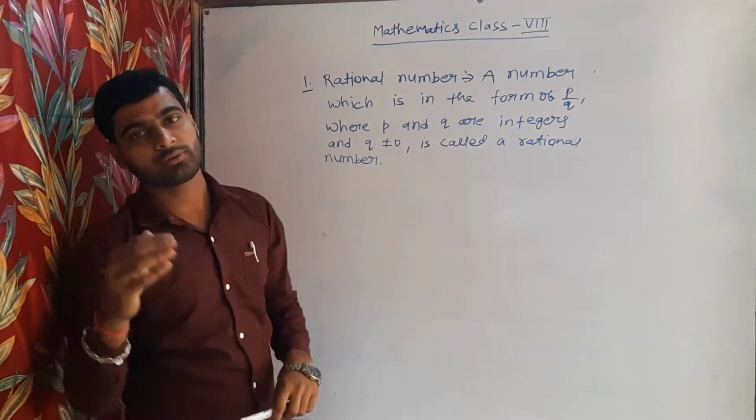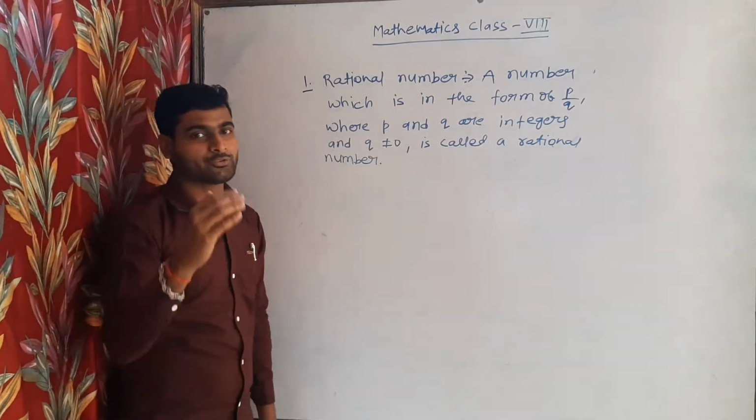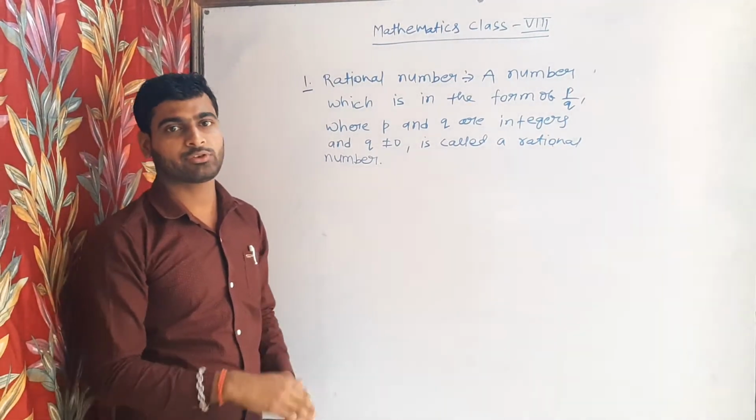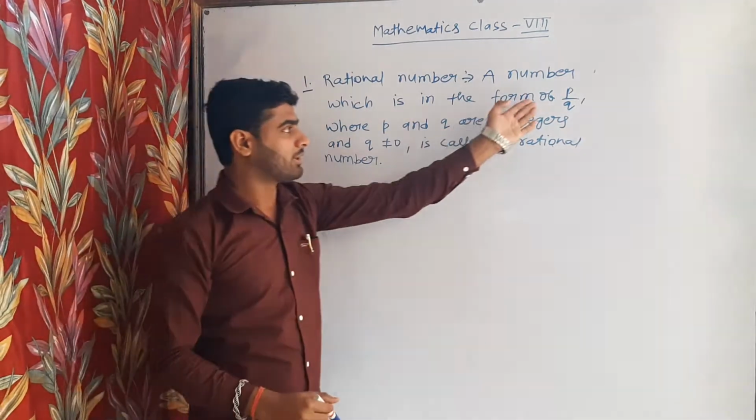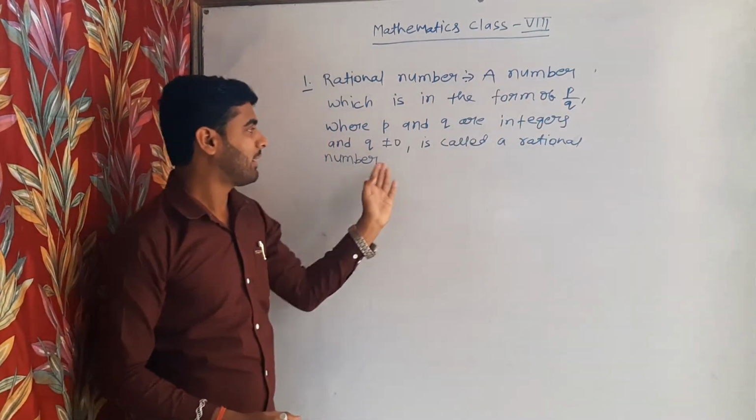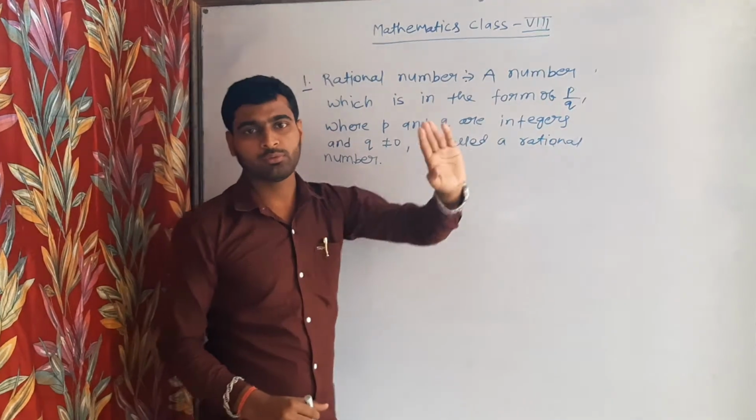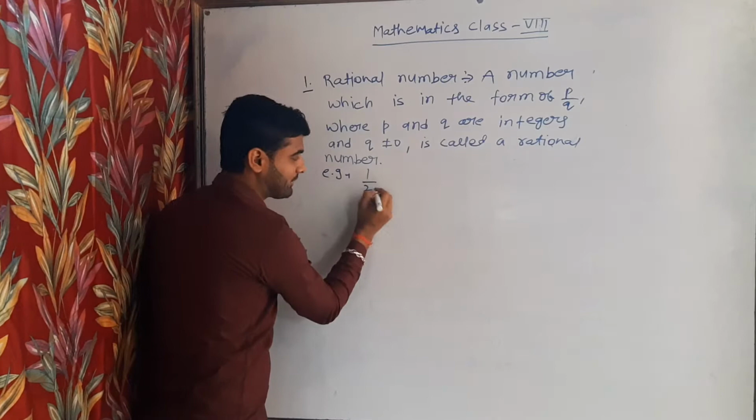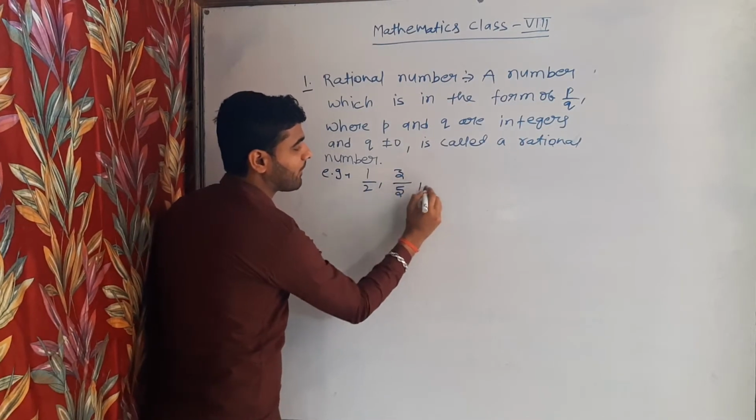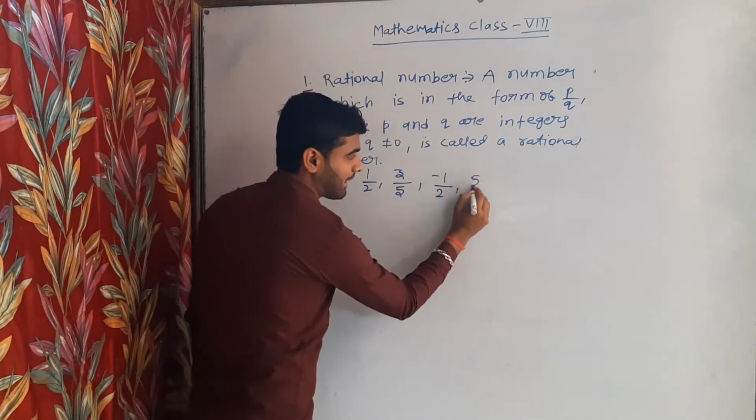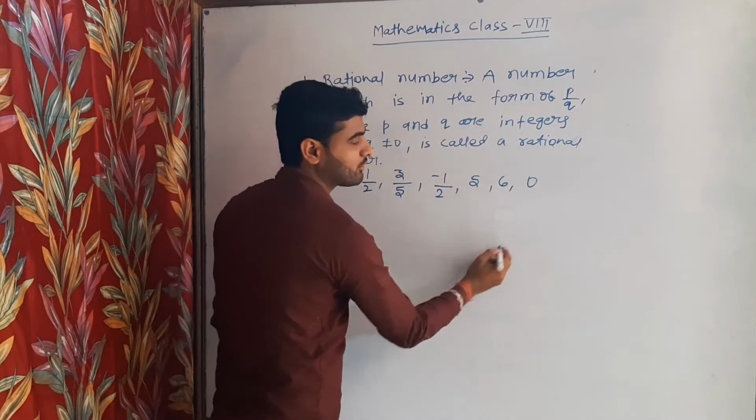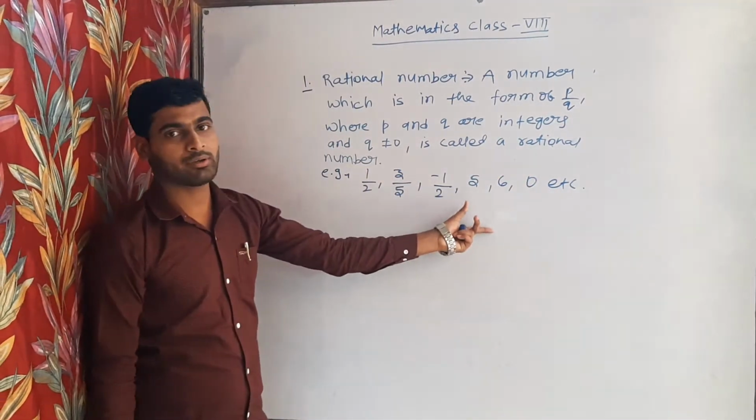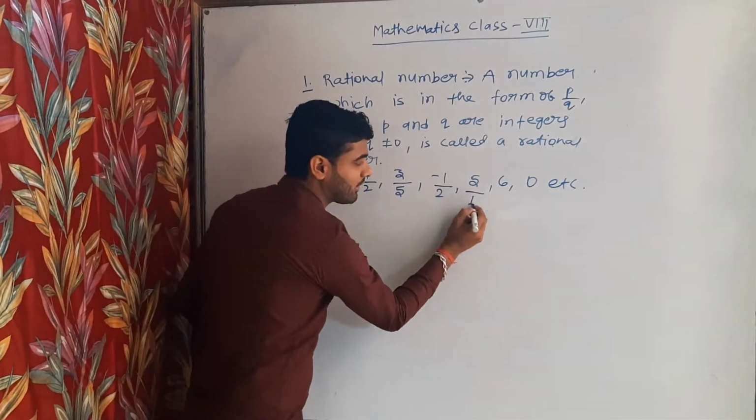First of all, we all have to know what integers are. A natural number, 0 and the negative of a natural number are called integers. So here P and Q are integers and Q does not equal 0, and it is called a rational number. As examples, 1 by 2, 3 by 5, minus 1 by 2, 5, 6, 0, etc. Here 5, 6, 0 are rational numbers because the denominator is 1 in each case.